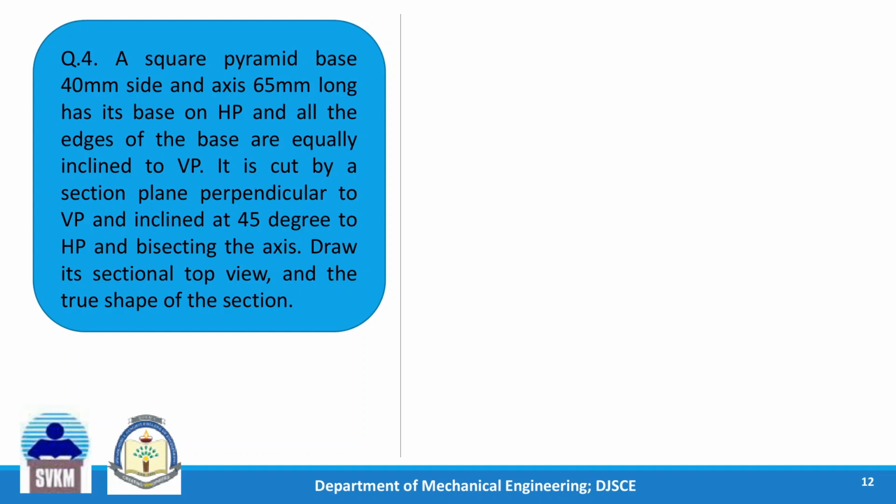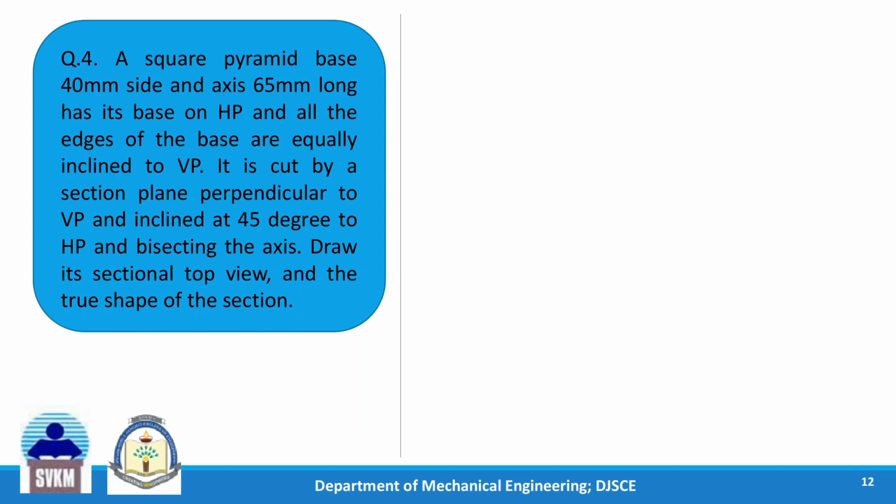It is cut by a section plane perpendicular to VP. The cutting plane is also called the section plane. It is perpendicular to VP and inclined at 45 degrees to HP. The inclination of the cutting plane with HP is 45 degrees, whereas the inclination with the VP is 90 degrees for the cutting plane. Draw its sectional top view and the true shape of the section.